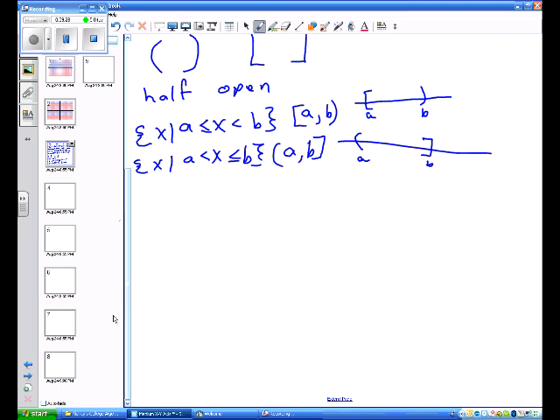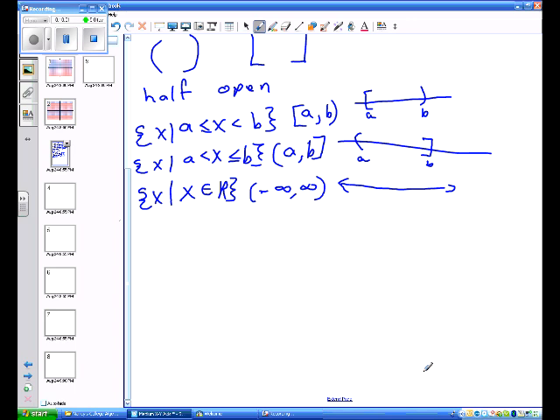Now it's possible that we have all reals. So if we were talking about the set of all reals, then we would be talking about the set of all x's such that x is a real number. We're talking about everything on our number line, so in interval notation, it would go from negative infinity to positive infinity. Now it can never include infinity, and then our graph would simply be the whole number line, and it would include all of those values.